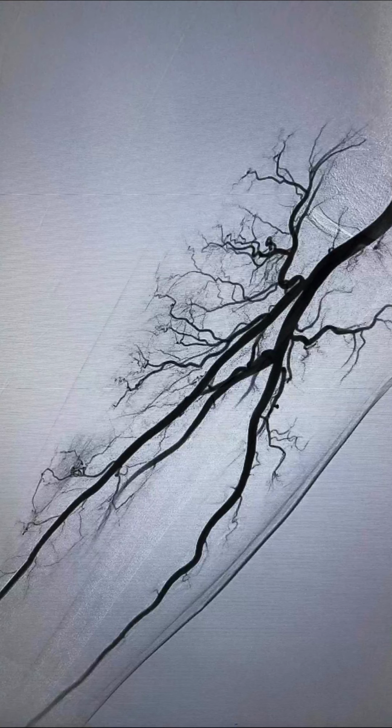Now we have Dr. Jayashankar and Dr. Fasal with us. What is the idea of doing the cerebral angiogram? Why should we do cerebral angiogram in this patient?